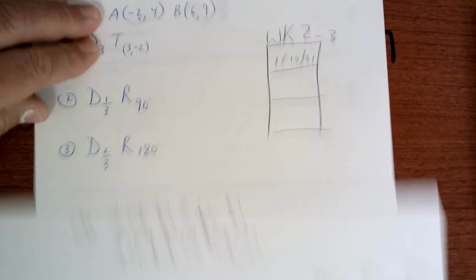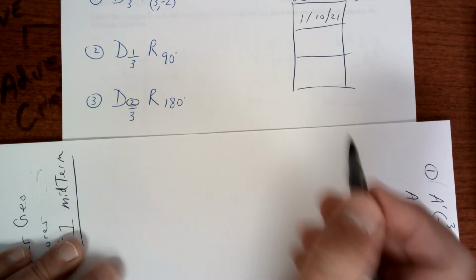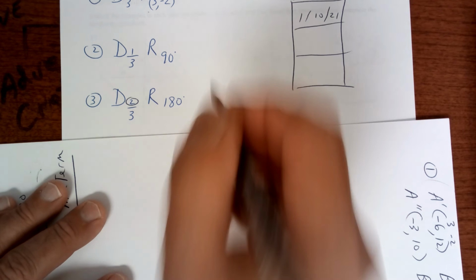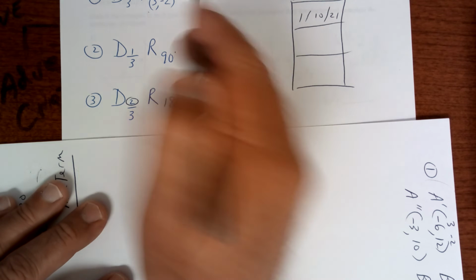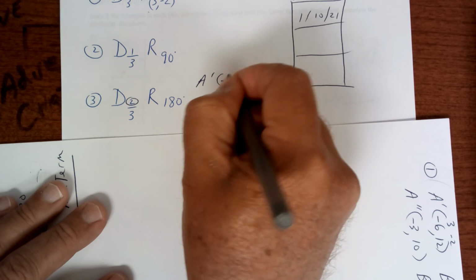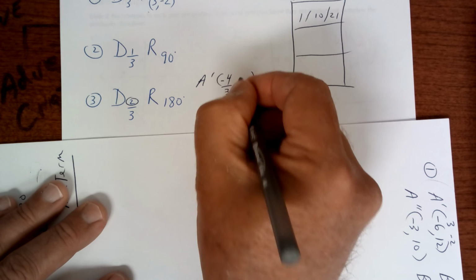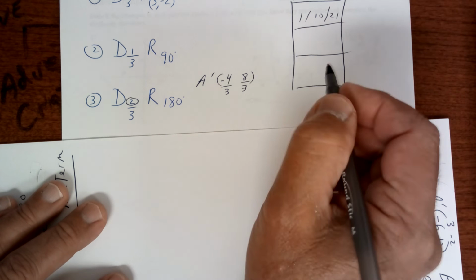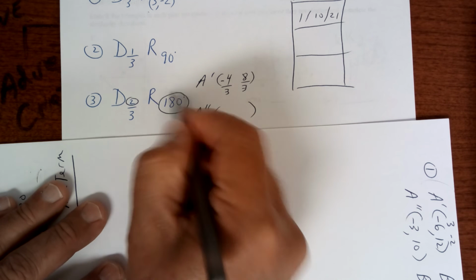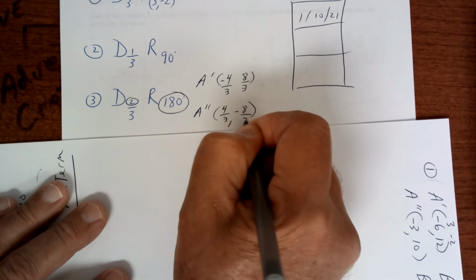All right, one more. If it's 2/3, you're going to multiply by 2, and then divide by 3. So A prime on this one, when you multiply by 2, you're going to get negative 4, and then you divide by 3. When you multiply by 2, you get 8, and then you divide by 3. And then A double prime, you change both of them, so that's going to be a positive, and this one's going to be a negative. These are real easy if you memorize those rules.